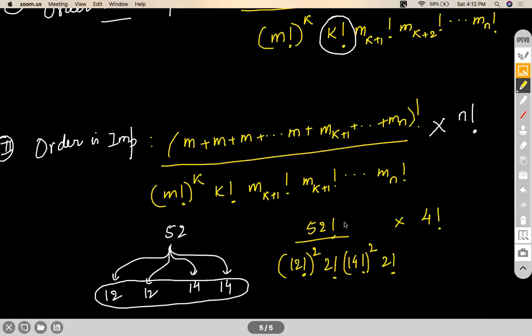Are you getting my point? Okay, so that is not going to make a difference. Hence, your answer gets reduced by k factorial times. That is the reason, Madhav, why we are dividing it by k factorial. Yeah, now you got it.